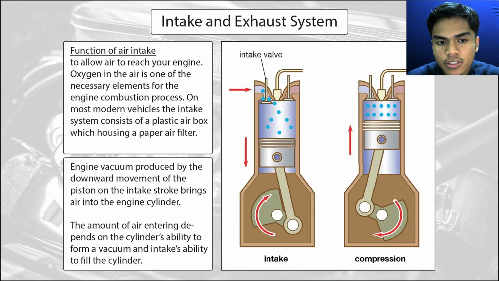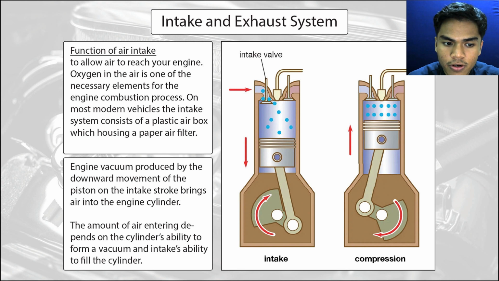We're going through the intake and exhaust system. So, the function of the air intake is to allow air to reach your engine. Oxygen in the air is one of the necessary elements for the engine combustion process. On most modern vehicles, the intake system consists of a plastic air box housing a paper air filter. Engine vacuum produced by the downward movement of the piston on the intake stroke brings air into the engine cylinder.